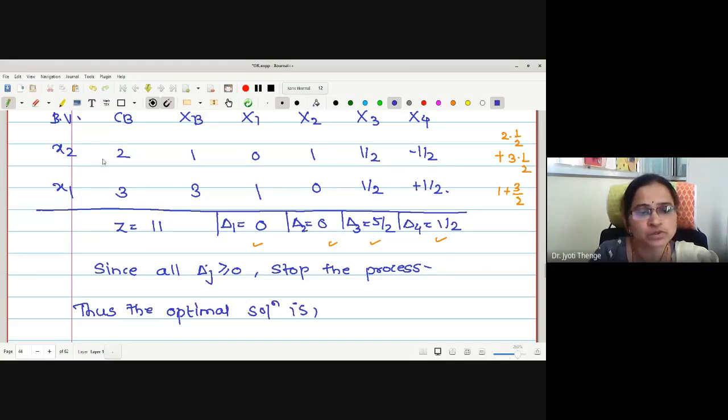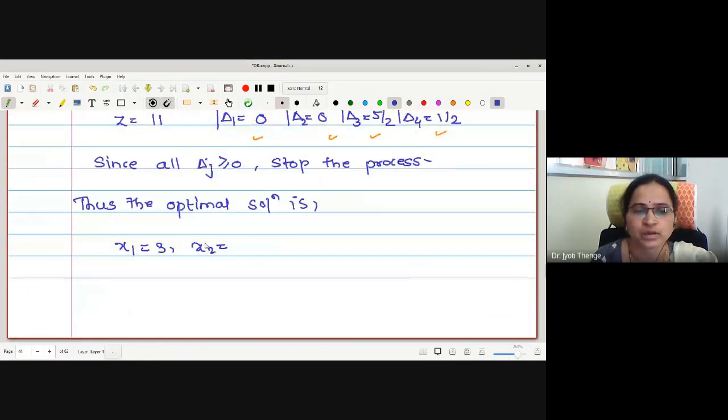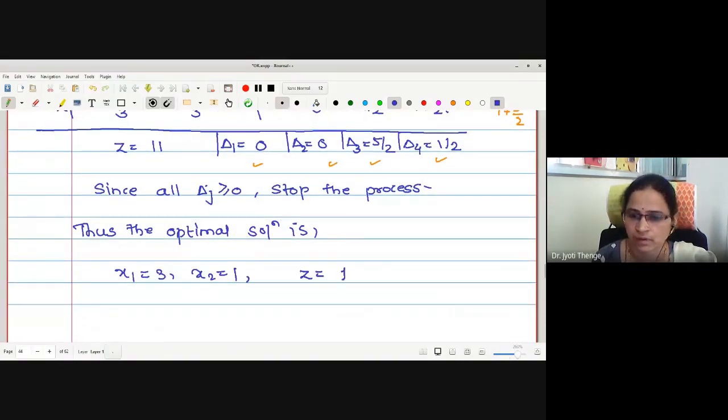What is the optimal solution? X1 takes the value 3, X2 takes the value 1. X1 is 3, X2 is 1. Okay. And what is Z value? This is 11.